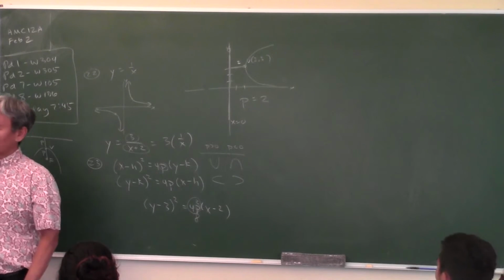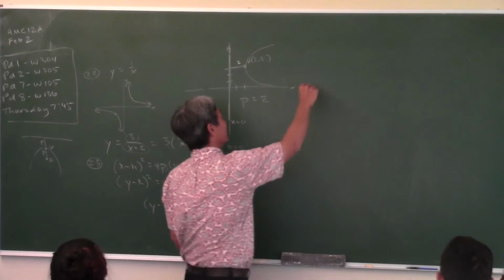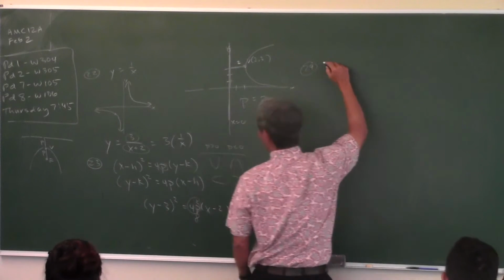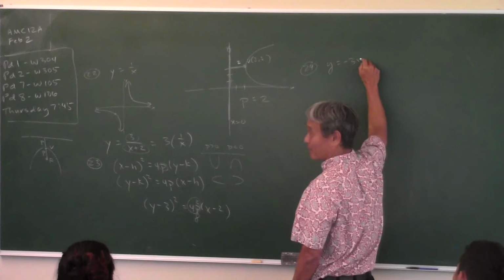Okay? And then, okay, 24, this one's easy. See, the easy ones, these are the ones that you need to nail, because there's some pretty tough ones.